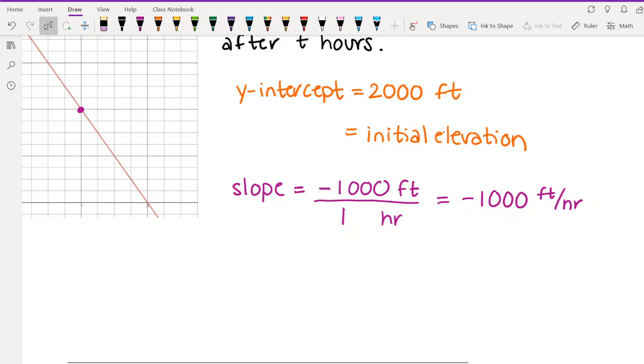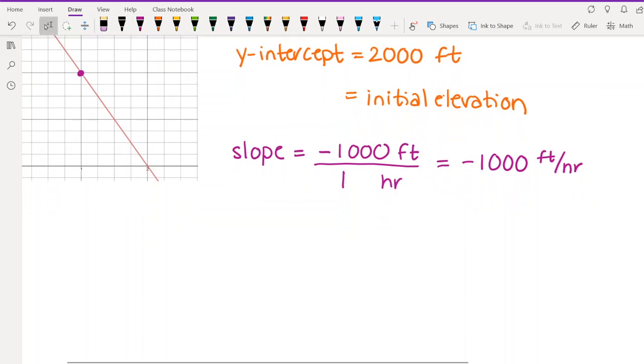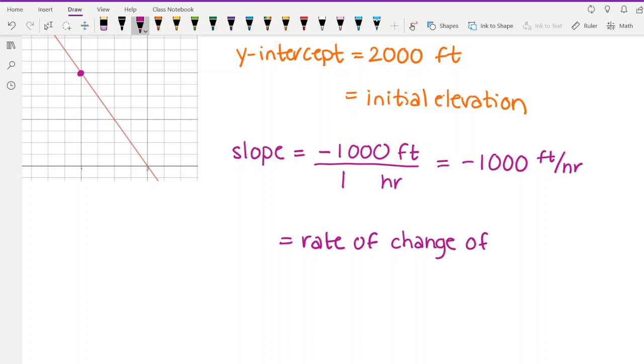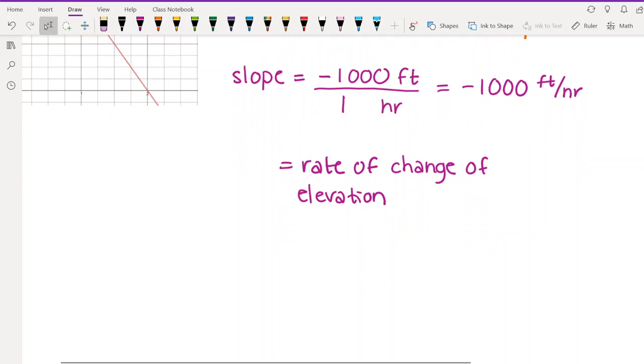There we go. Okay, so what does that tell us about our situation? Well, that's supposed to tell us the rate of change. So I'll first write it like that, and then we can turn it into something a little more meaningful. So the rate of change of the elevation. What does that really mean? What does it mean to have a rate of change of negative 1000 feet per hour? Well, that means that we are descending. And why do I say the word descending? Because the rate is negative, right? We're going down.